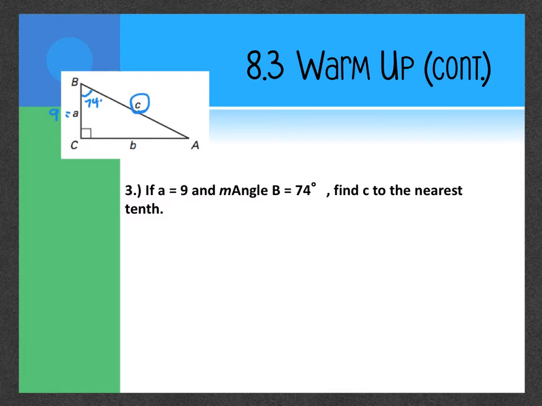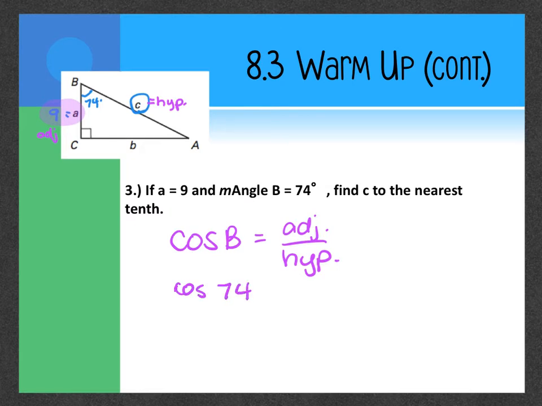So in respect to that 74, 9 is what? Adjacent. In respect to that 74, C is what? Hypotenuse. So which of your trig functions have adjacent and a hypotenuse? Cosine. Cosine of angle B would equal adjacent over hypotenuse. So the cosine of 74 equals adjacent, which is 9, over the hypotenuse, which is C.